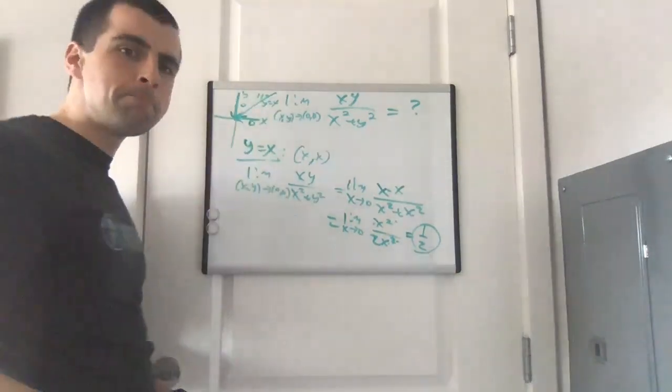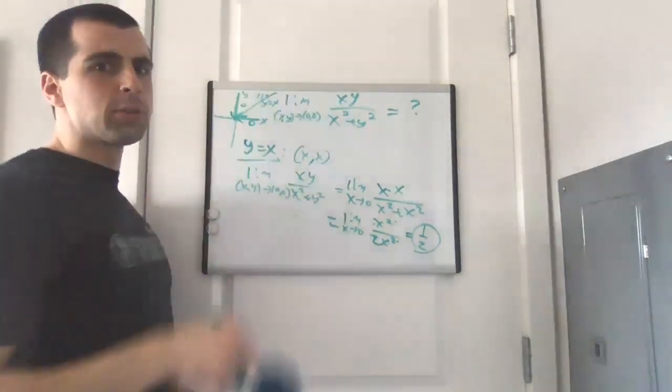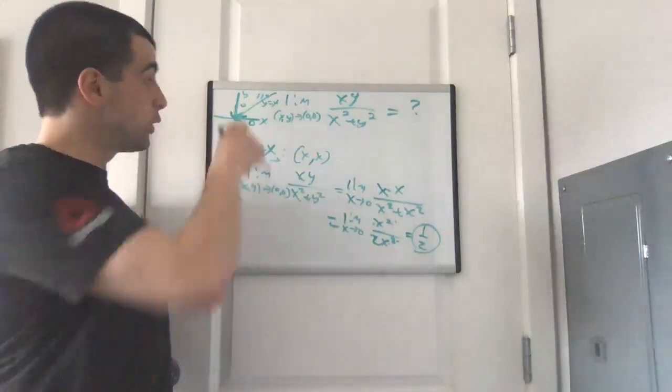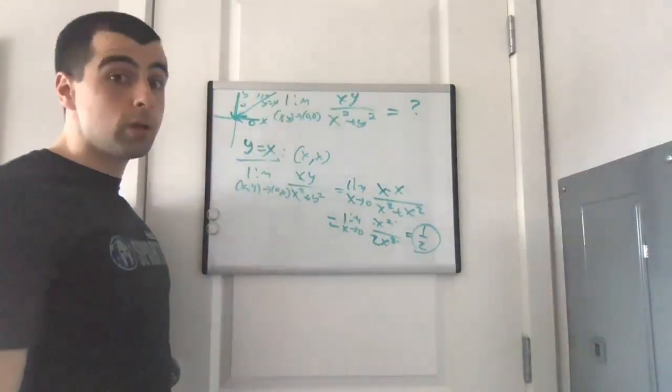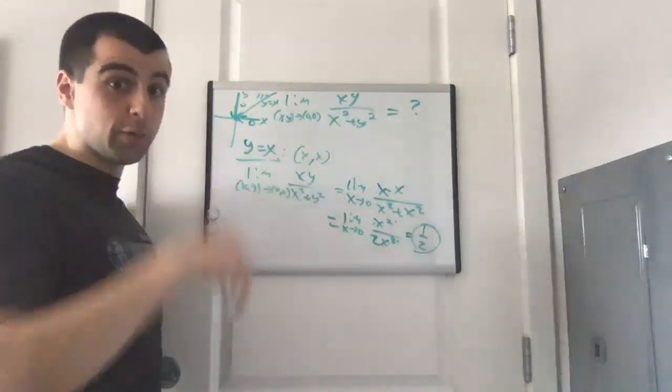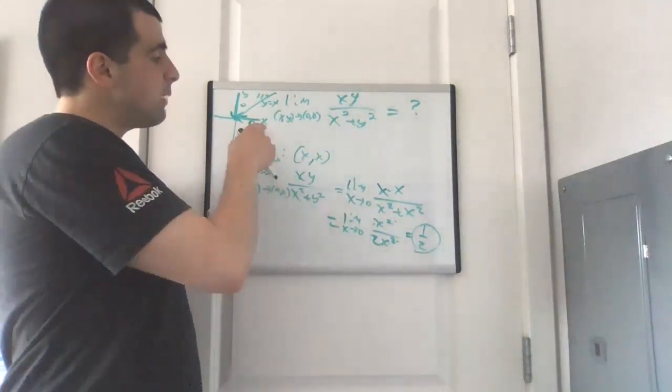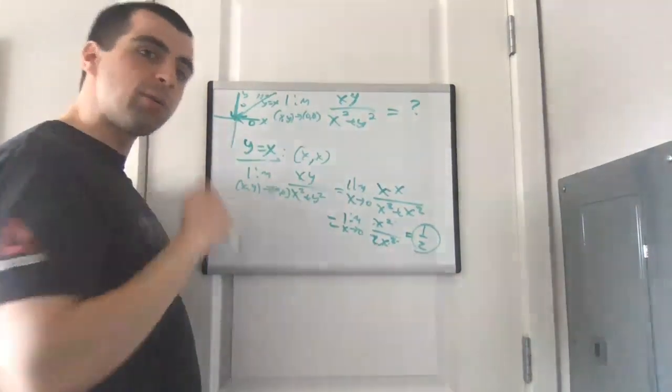So what is this saying? This says if I travel on the line y equals x, I'm going to be going to 0, 0, and at this point it's going to approach the function value of 1/2. I'm going to reach it from a height of 1/2. If I approach it on the x or y axis, I'm going to approach it at a height of 0.